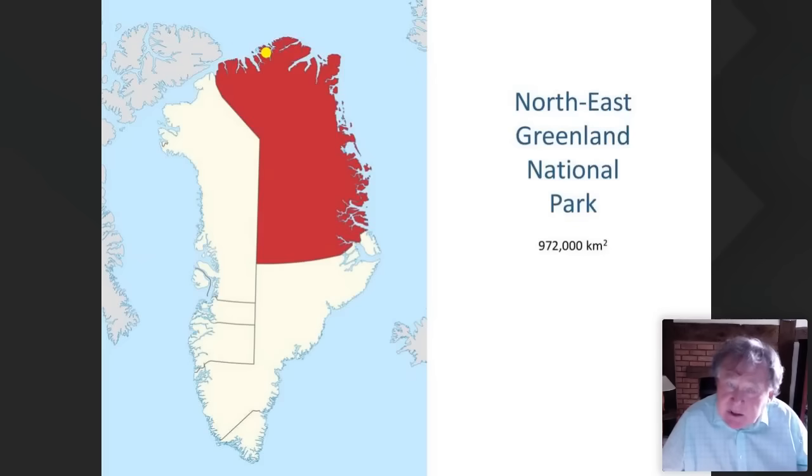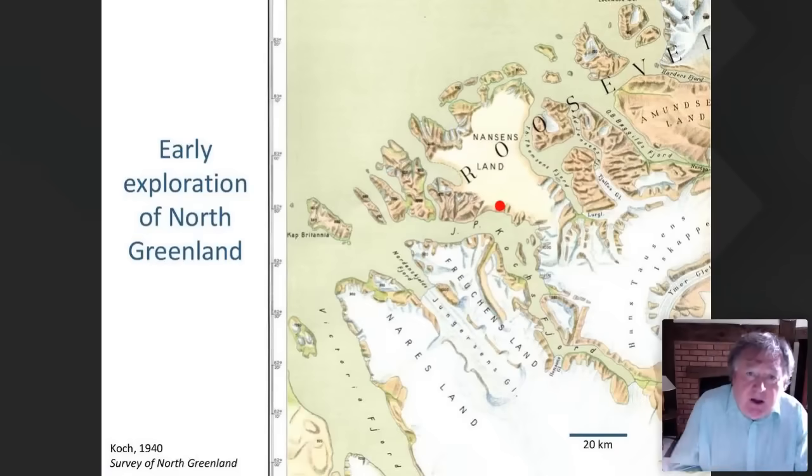And it's relatively recently explored. The early exploration was summarized by Lauge Koch in a beautiful series of maps in 1940. He looked at the survey of North Greenland, and this was his summary of the total knowledge of the north coast of Greenland. And you'll see that the coastlines were beginning to emerge. At this point, probably only 10 people had ever been to this locality, surveying it and mapping it.